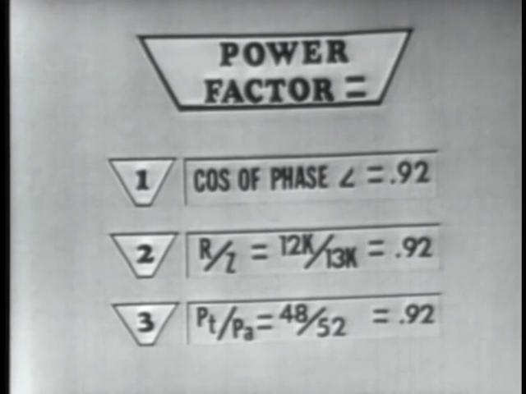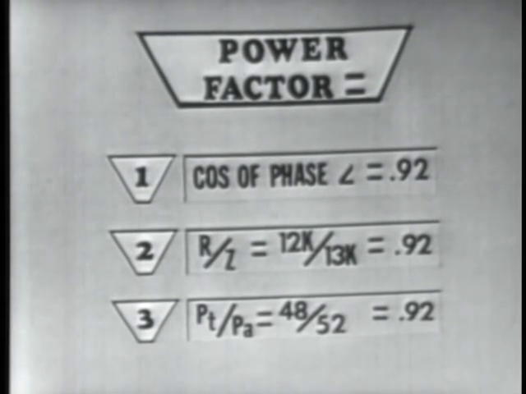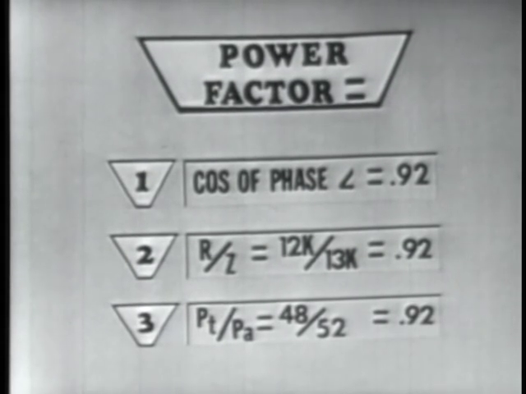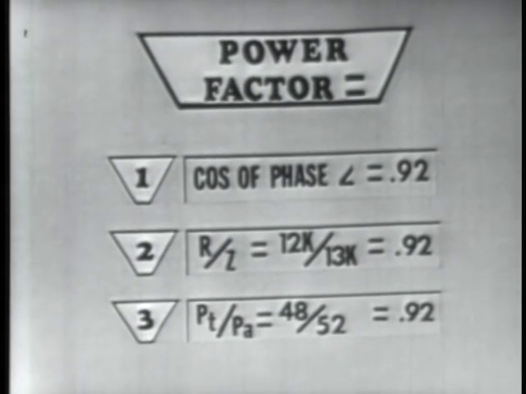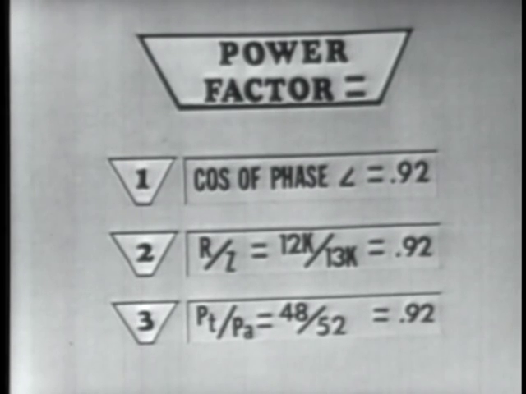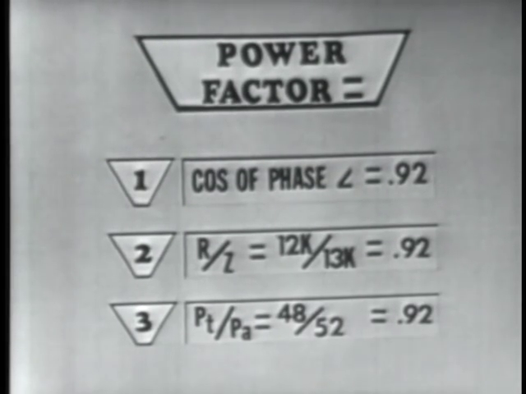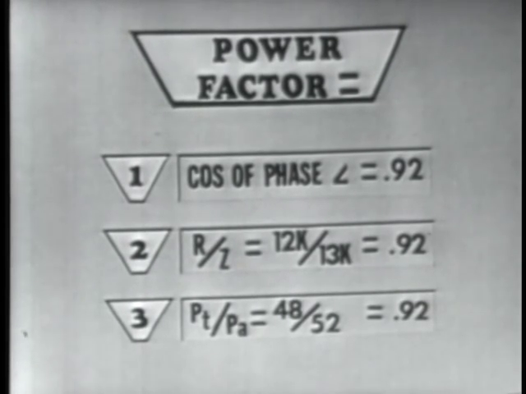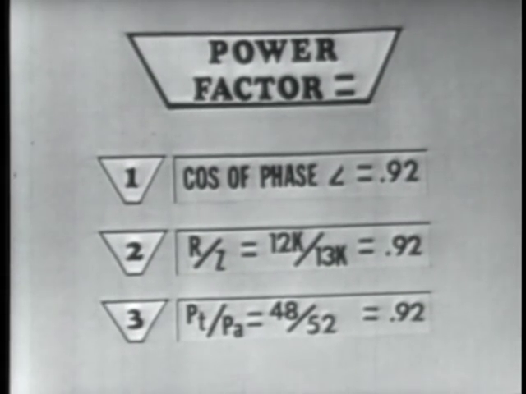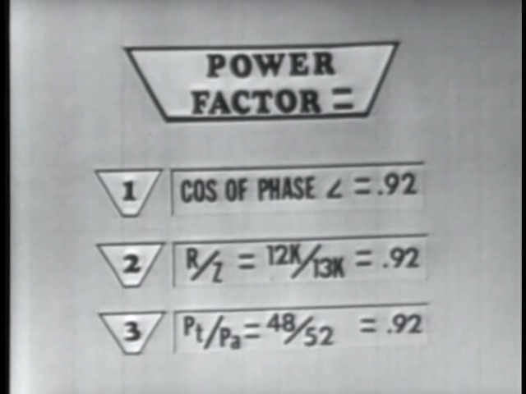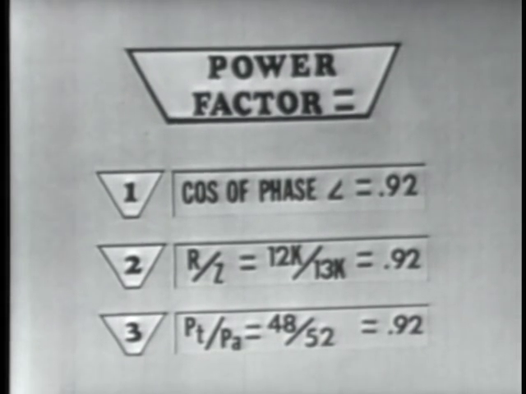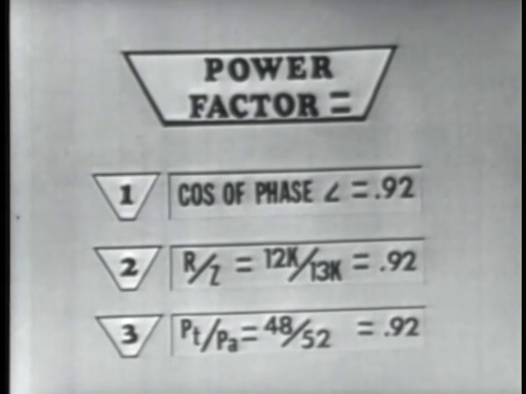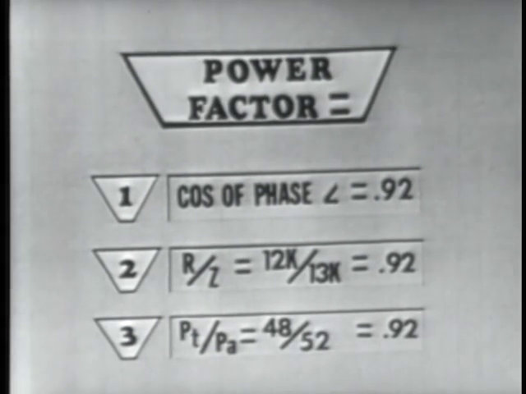Now, also in formulas 2 and 3, if you know any two known quantities, for example, if you know R and Z, of course, you can calculate power factor. But let's say you wanted to solve for impedance and you knew power factor and R, you could transpose your formula and solve it in terms of Z. Likewise, you could do the same thing with formula number 3. If you knew any two, you could solve for the third.